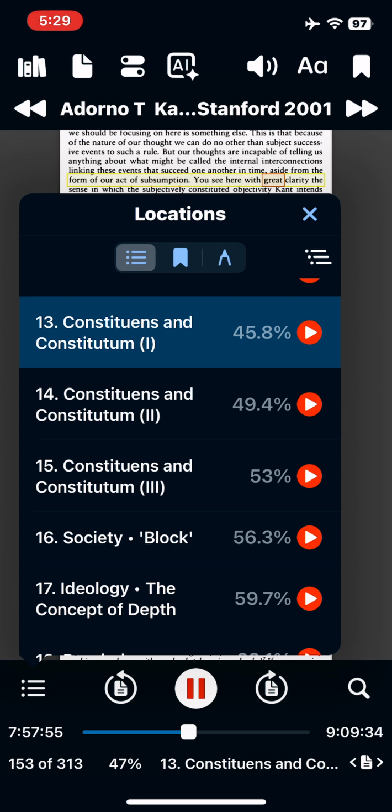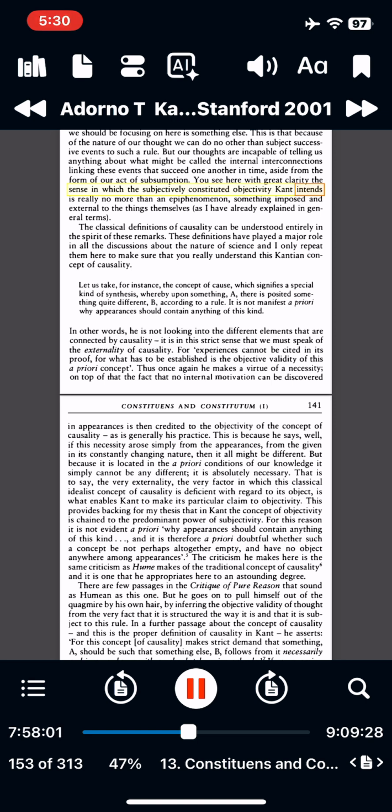You see here with great clarity the sense in which the subjectively constituted objectivity Kant intends is really no more than an epiphenomenon, something imposed and external to the things themselves, as I have already explained in general terms. The classical definitions of causality can be understood entirely in the spirit of these remarks. These definitions have played a major role in all the discussions about the nature of science, and I only repeat them here to make sure that you really understand this Kantian concept of causality.